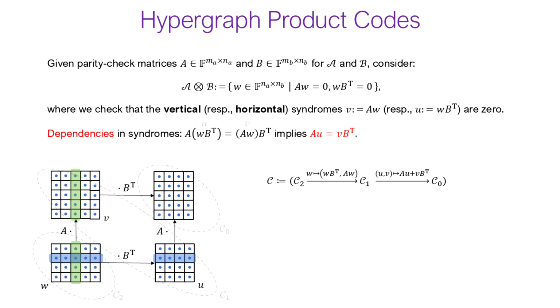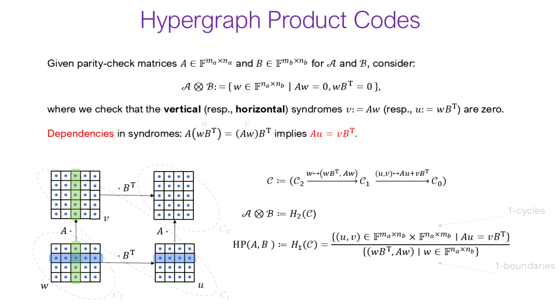This can be very nicely represented by the following chain complex. We start from this space, then we have the second space that contains these matrices and these matrices, and then we have this space. And here are the boundary maps that we use. You can easily check that they satisfy this standard property because of this.